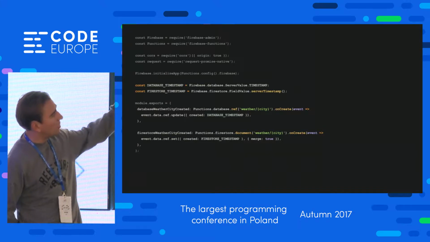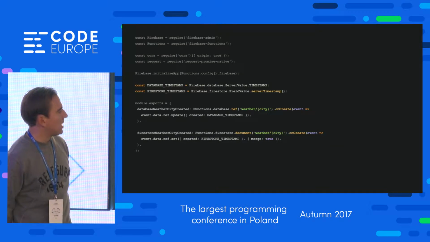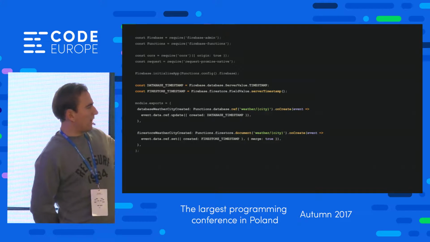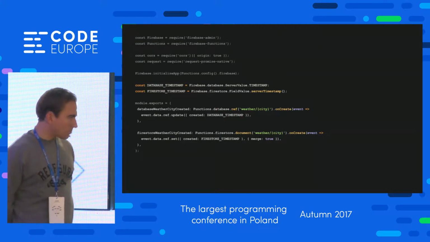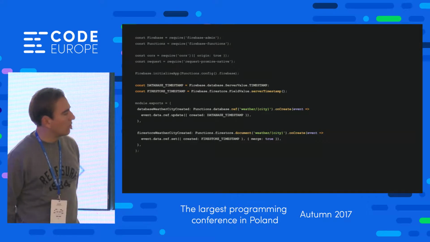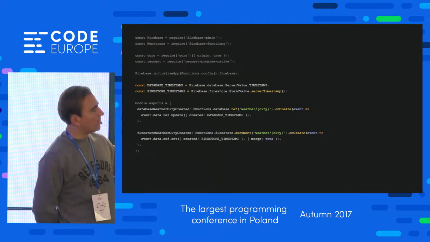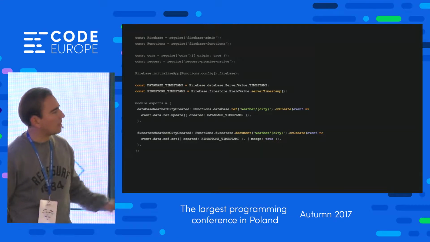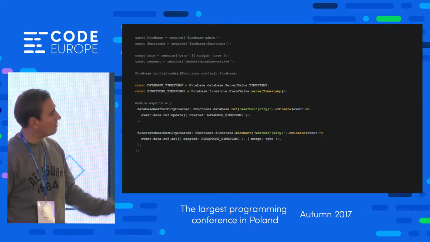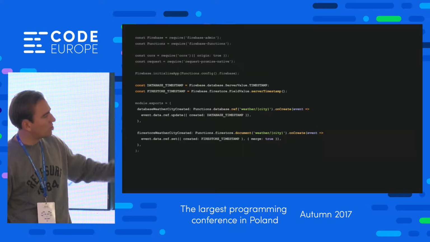Again, same code, the gray stuff is the stuff you've seen, and now we're going to look at the new things we've changed. So I'm going to play with it. I'm going to add a timestamp, and I'm going to show what's happening. So what I'm doing here is they have a built-in timestamp constant for the real-time database and Firestore.